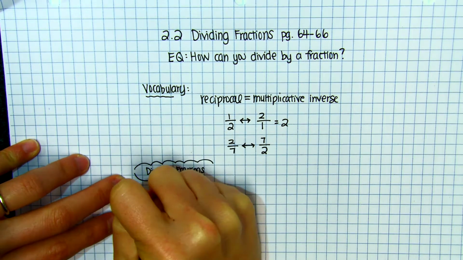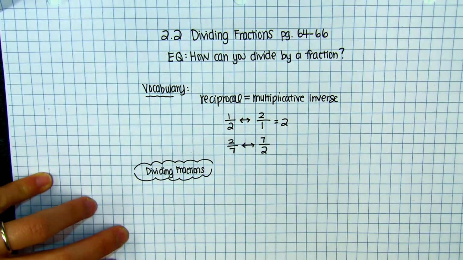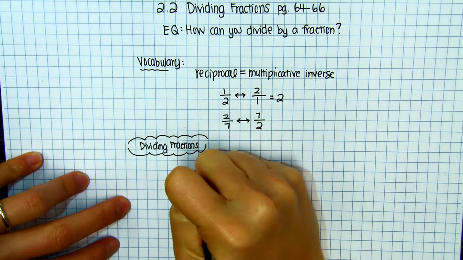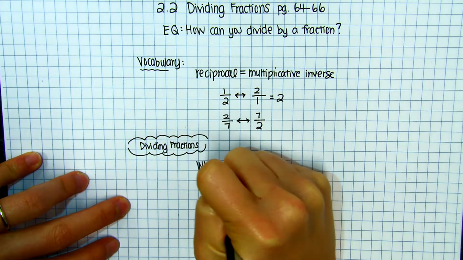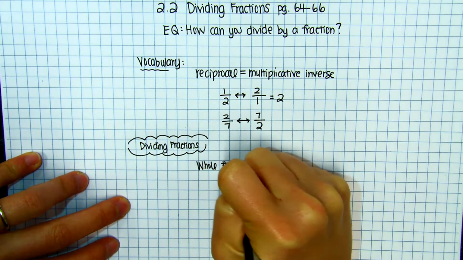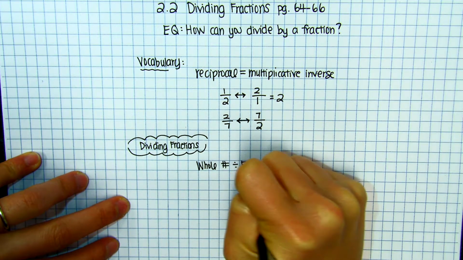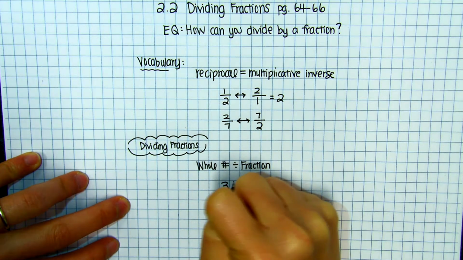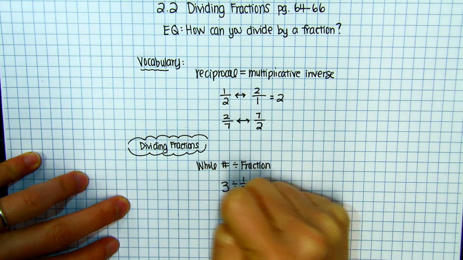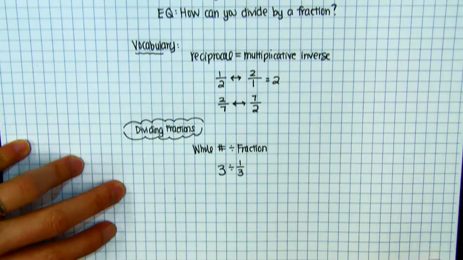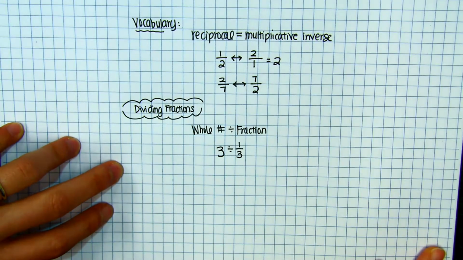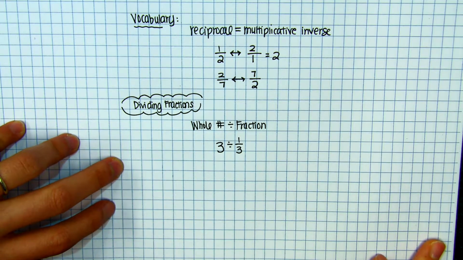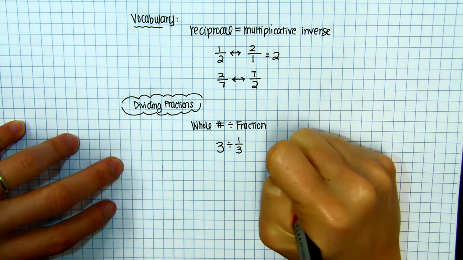So now let's jump into dividing fractions. Let's do whole number divided by fraction first, okay? Let's do 3 divided by 1/3 as an example. What we need to do first is make sure we know how to read 3 divided by 1/3, okay? What does it mean?